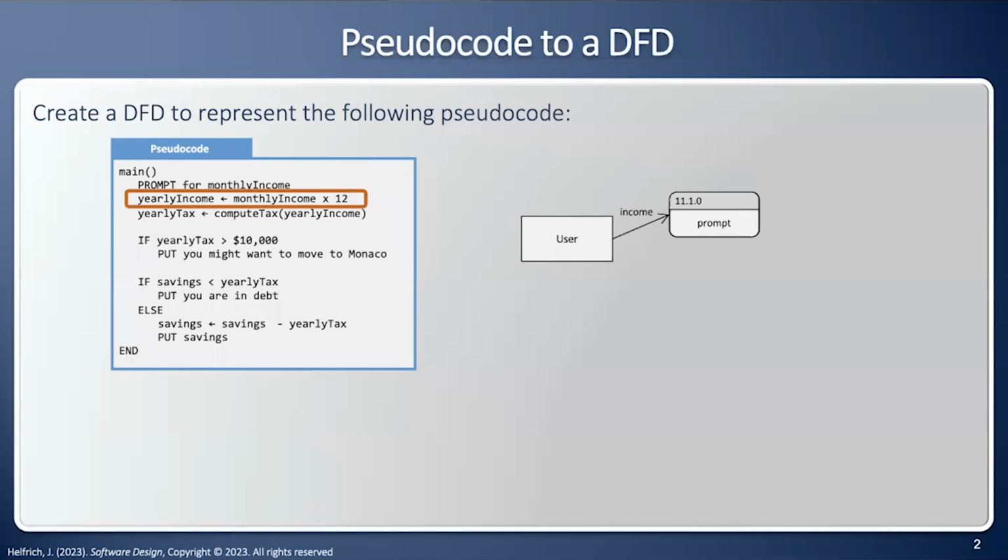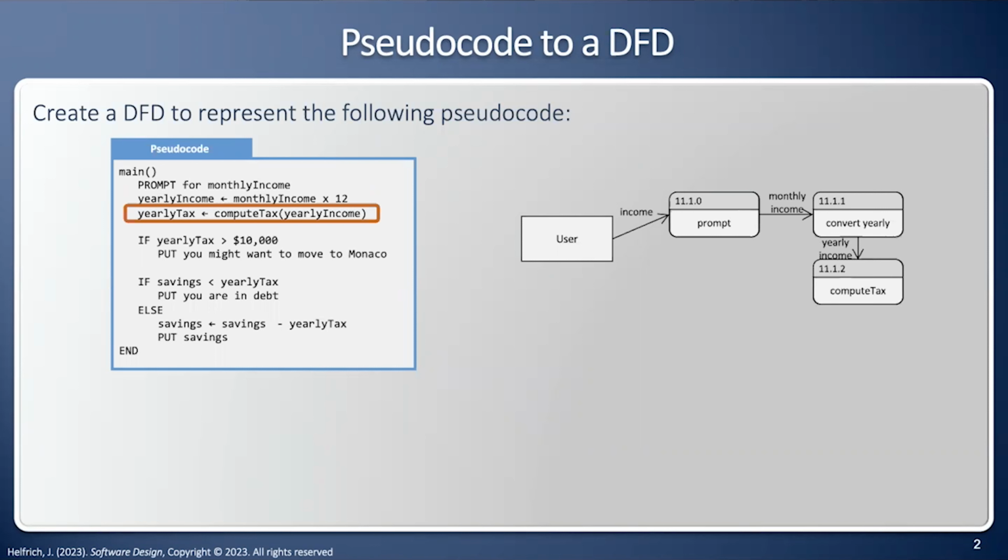Next, we're going to have yearly income is derived from monthly income. So we're going to say monthly income goes to convert to yearly, and we get yearly income from that. Next, we're going to say yearly tax goes from compute tax from yearly income. So we have the compute tax function, which then gives us a yearly tax.